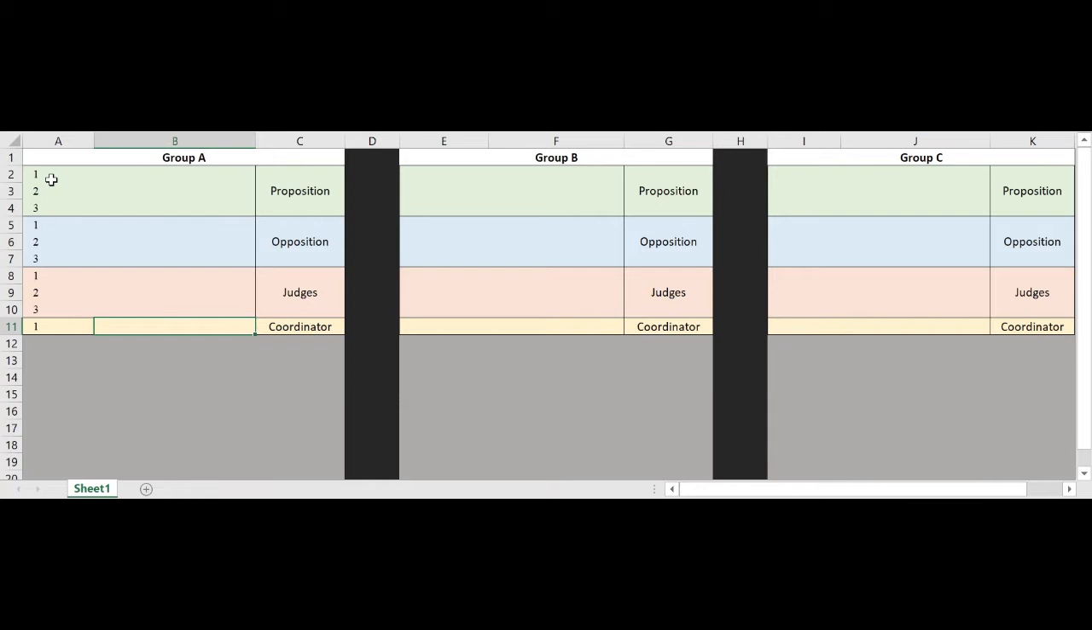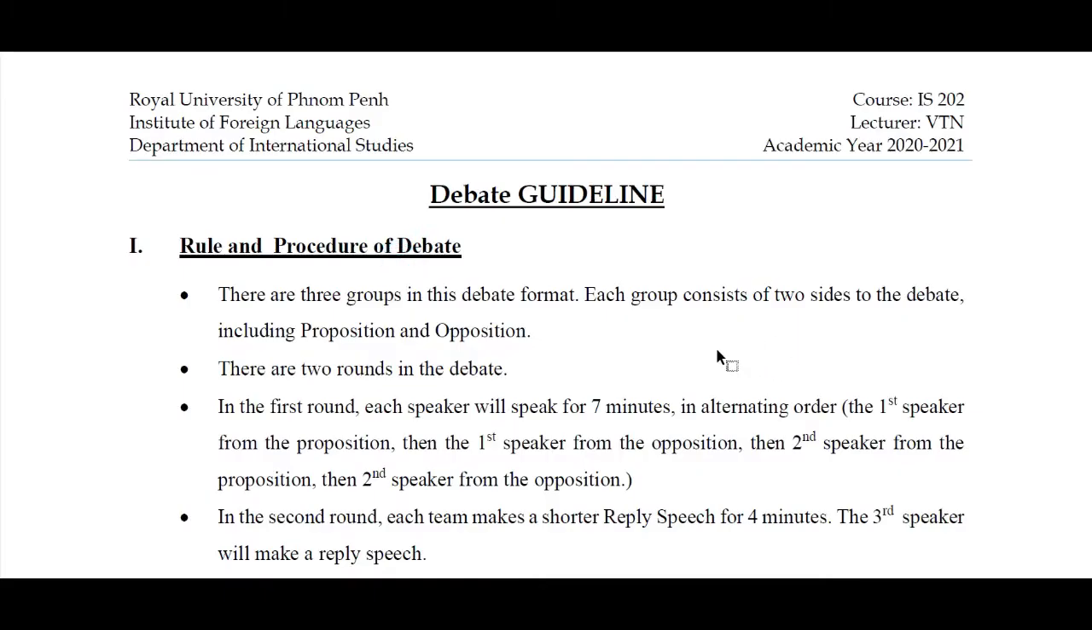Before we discuss each of the roles, I would like to explain the procedure and process of the debate. The flow of the debate will be divided into 2 rounds. In the first round, everyone will have 7 minutes to speak, in alternating order: starting with the first speaker from the proposition side, then the first speaker from the opposition, then the second speaker from the proposition, and finally the second speaker from the opposition side.